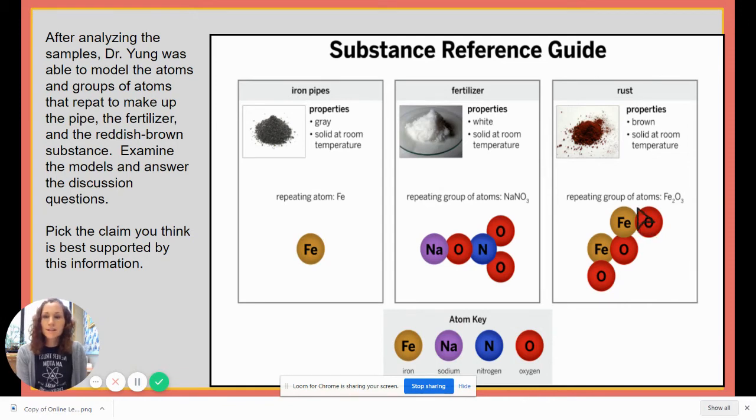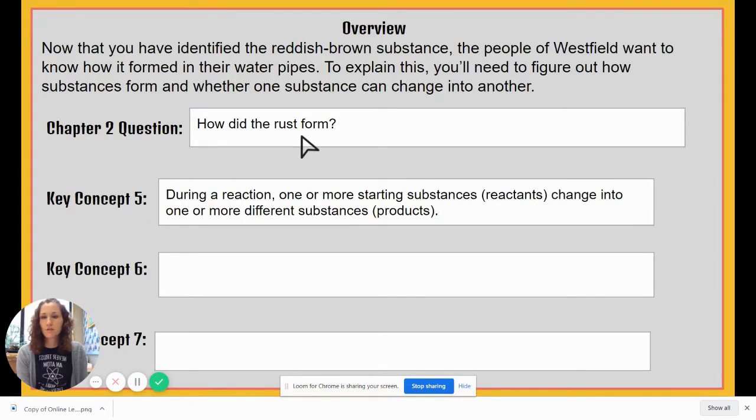So that kind of leads us, now that we've identified that the mystery substance is rust, into our next Chapter 2 question, which is, how did the rust form? Okay, we need to be able to explain not only that the material in the water is rust, but we also have to explain how it came to be.